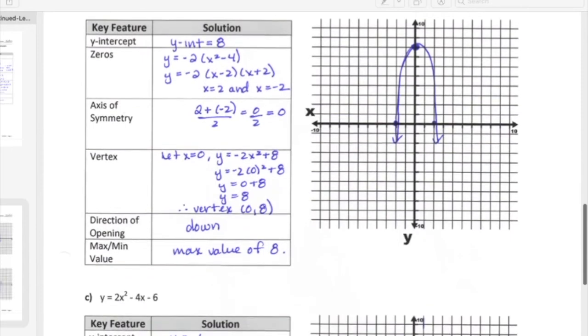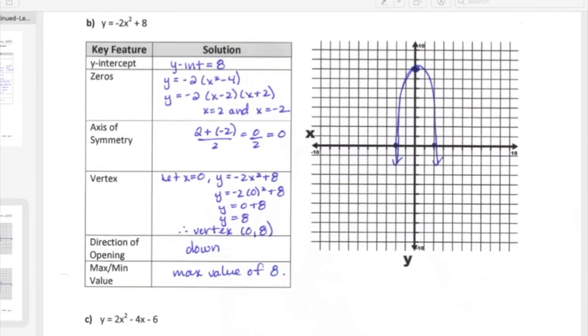So another example, we can go through it a little bit more quickly. So this one here, we have y equals negative 2x squared plus 8. So we know that our c value is that plus 8. So our y-intercept is at plus 8. Our zeros, again, we have to take this and factor it. So we pull out our greatest common factor, which is a negative 2. And what am I left with in my bracket? x squared minus 4. I have to factor that.